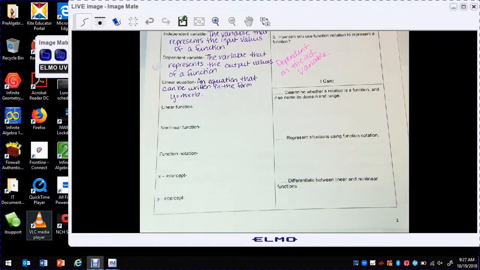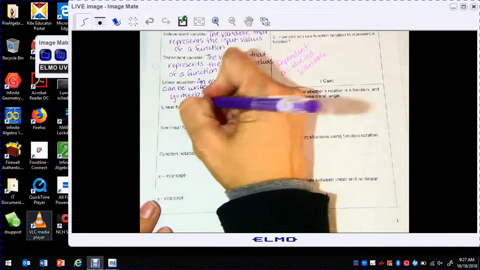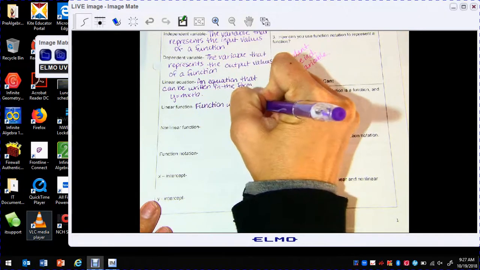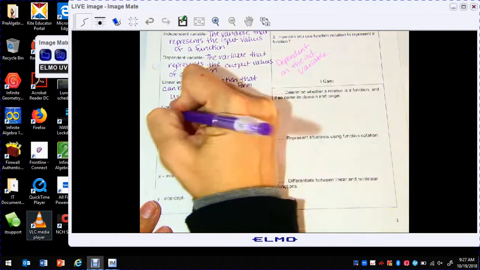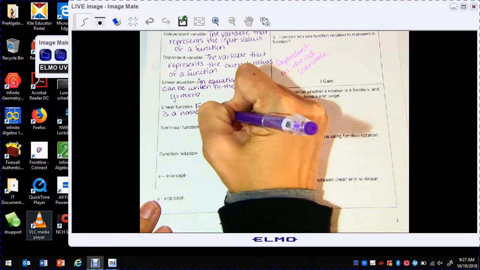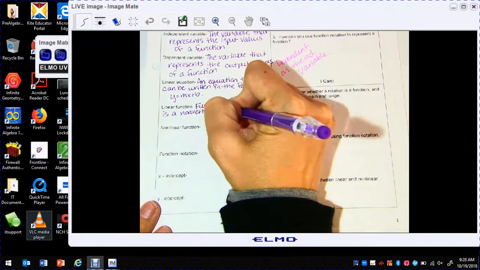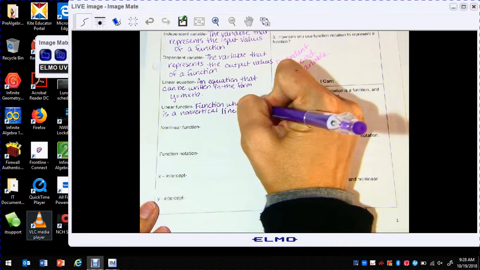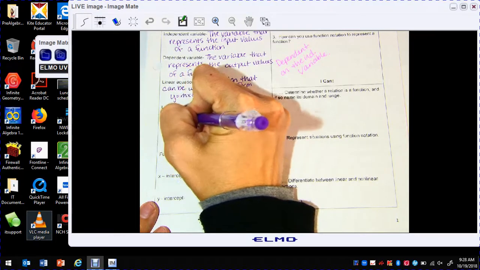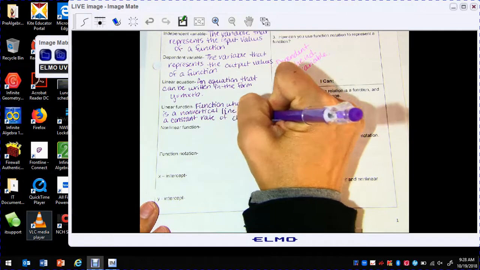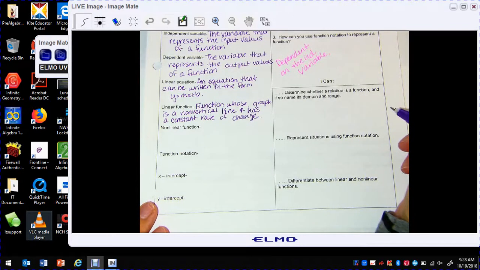Now, a linear function is a function whose graph is a non-vertical line and has a constant rate of change. Okay? So nonlinear is a function that doesn't have a constant rate of change. It's not a line.